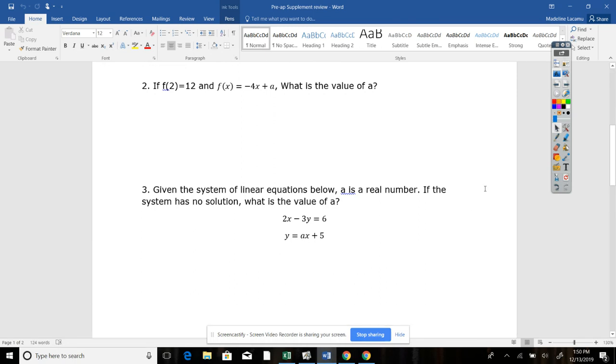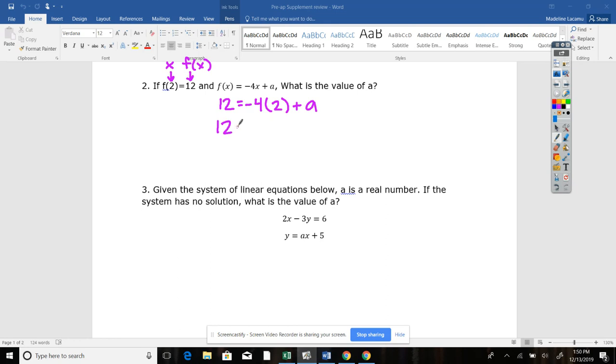Number 2, if f of 2 equals 12 and f of x equals -4x plus a, what is the value of a? So y'all had this on one of your tests. Whatever's in the parentheses is the same as your x value. Whatever it's equal to is the same as f of x. So I'm just going to take this equation and replace f of x with 12, and then replace the x with a 2.